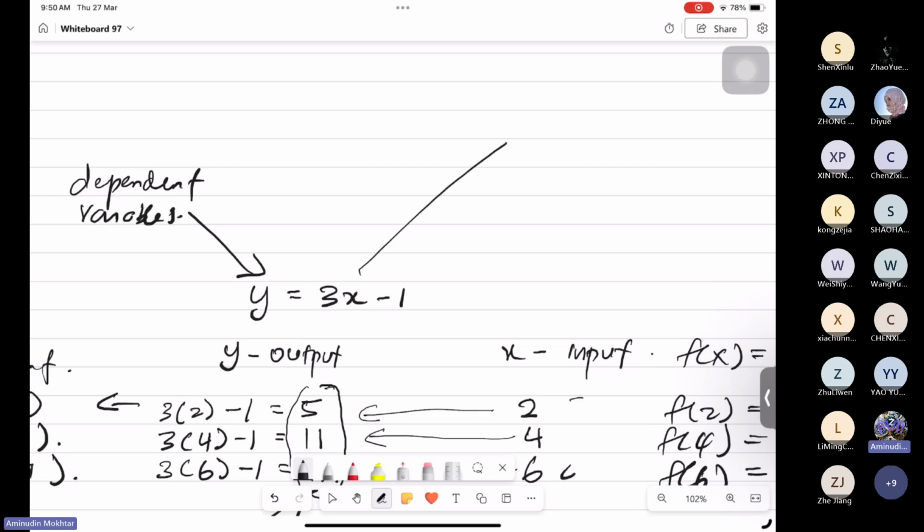Meanwhile, the value of x is known as independent, because the value of x will decide what the value of y is.